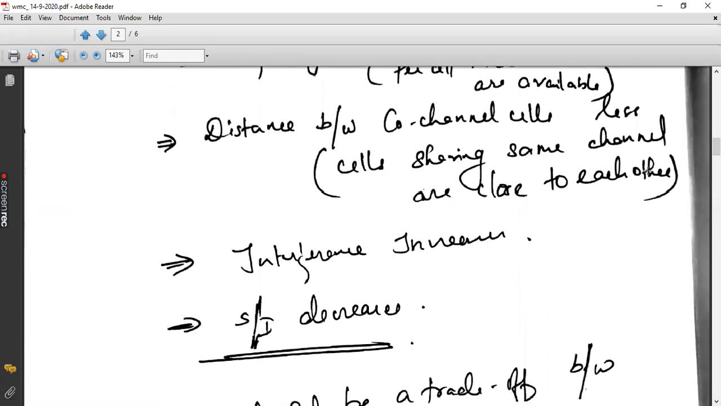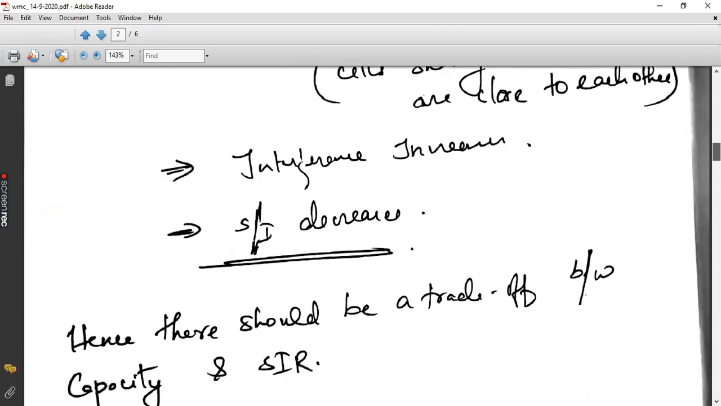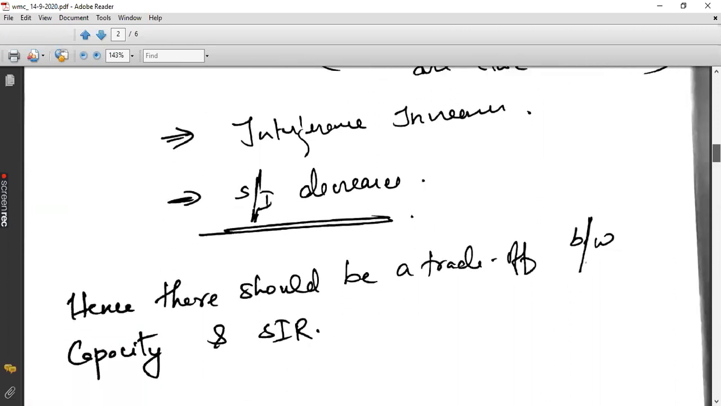Which means that there always exists a trade-off. There should be a trade-off between the capacity and the SIR. You have to maintain both aspects. That is the main challenge faced by the system designers.